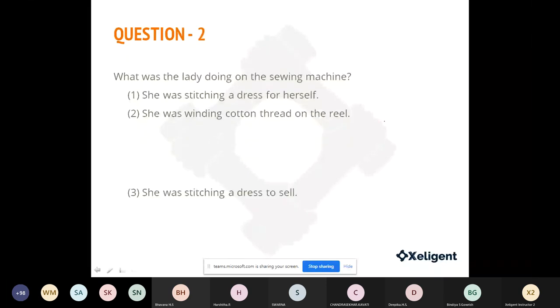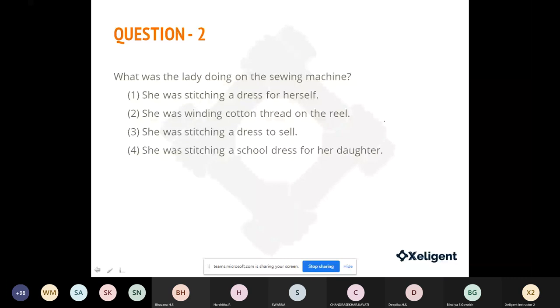Second question. What was the lady doing on the sewing machine? This is also a direct question which you can get from the passage. What is the correct answer? Yes, option 4 is correct. Actually, she was making a school dress for her daughter. That's what the passage also says. You can directly get the answer from the passage. Option 4 is correct.